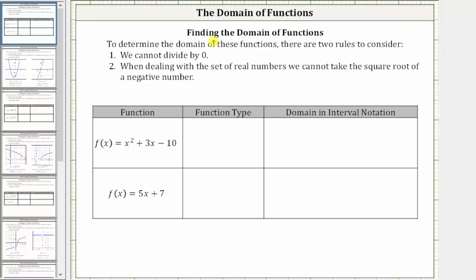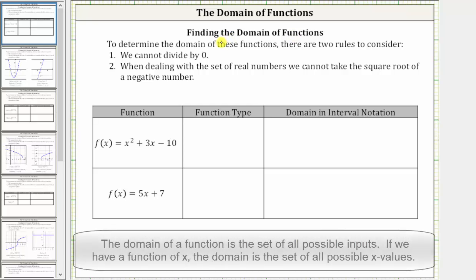In this video, we will be naming and determining the domain of various functions. The domain of a function is a set of all possible inputs, or if we have a function of x, we can say the domain is a set of all possible x values. To determine the domain, there are two rules to consider.